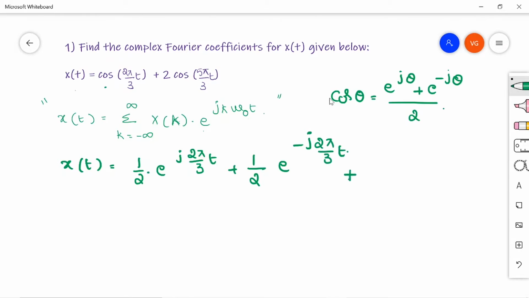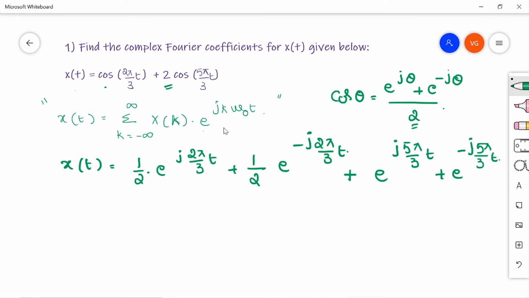Coming to the second term, 2 multiplied by, again that half will come, so that it will get cancelled. Only e power will come. As I have 2 here, this 2 and 2 will get cancelled. So this will be e power j 5 pi by 3t plus e power minus j 5 pi by 3t, right? So now I have written the given x of t in terms of e powers.